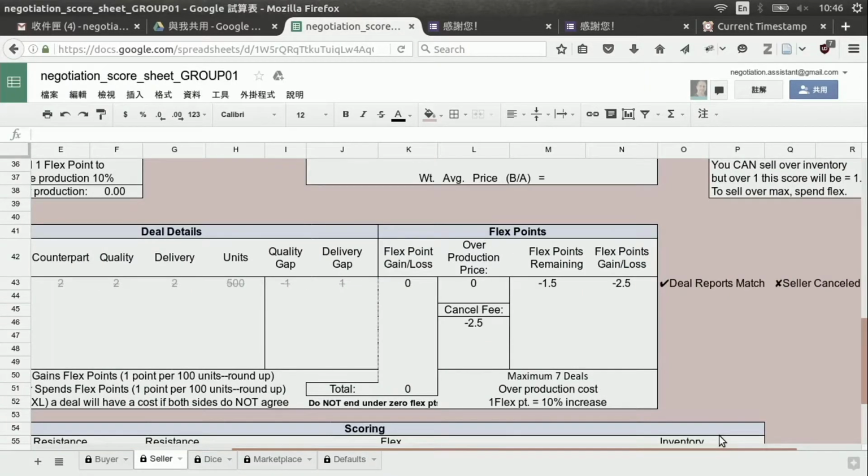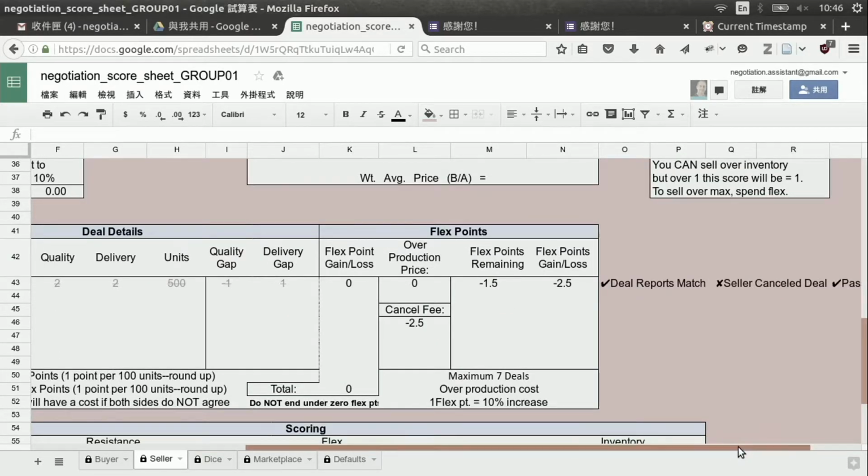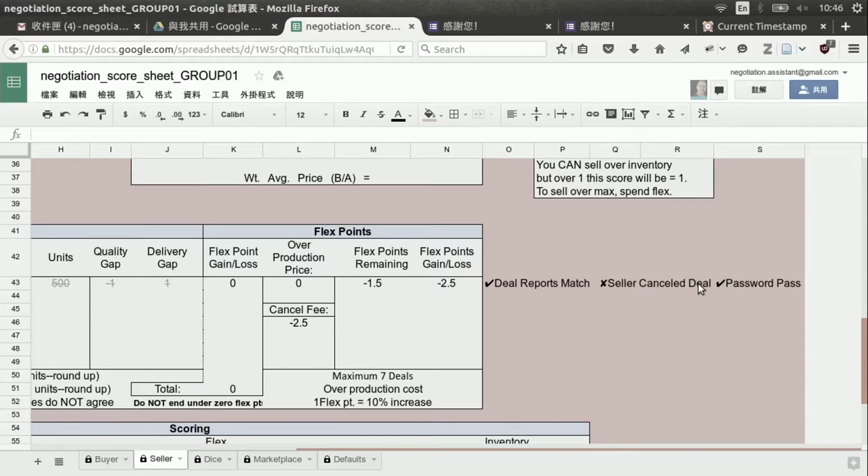You can also see that the deal reports match. That was the original matching. But then there's another message here, seller canceled deal, because I'm group 1. In this example, I'm a seller. I canceled the deal, so seller canceled deal. Password passed, that means the cancel password worked. So you cannot cheat and cancel another group's deal. That would be cheating. You need a password. So be careful, keep your password secret.